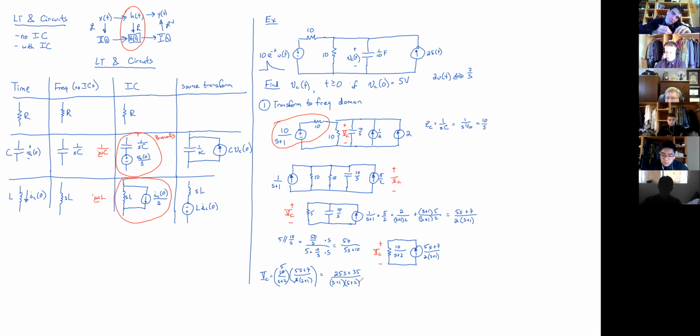Now this looks just like a problem from two classes ago when you did your inverse Laplace transform. Quick check, is this a proper or an improper fraction, Sabine?